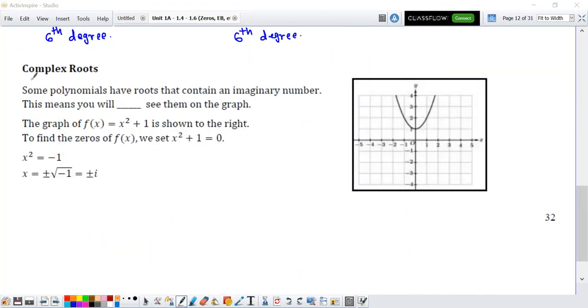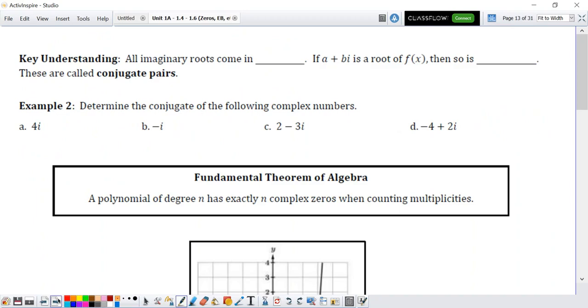So for this section, we'll be talking about complex roots. Complex roots means they are imaginary numbers and you will not see them on the graph. You can clearly see this is a second degree parabola, but it never touches the x-axis. That means no real zeros, which means there are complex zeros. Now, complex zeros are always in a pair. It's always plus or minus i. It's always in a pair. So let's take a look at the other page.